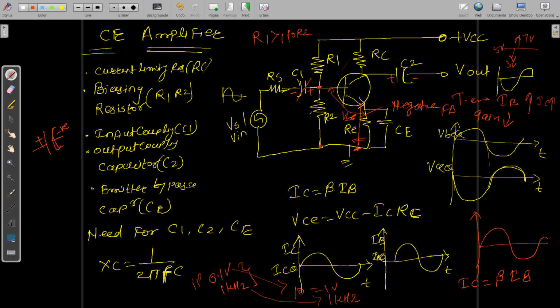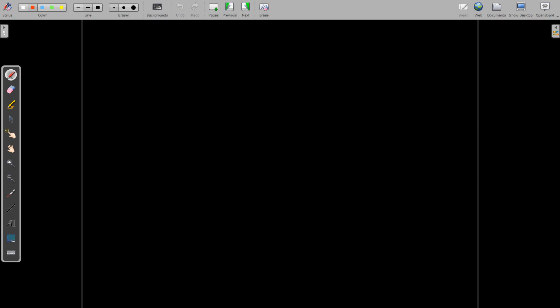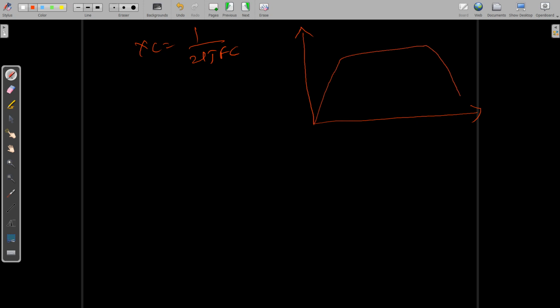Now, apart from the capacitor's work of blocking the DC, let us see how it affects my frequency response. We know that the reactance of the capacitor is Xc equals 1 by 2 pi fC. When we did the experiment for the CE amplifier and drew the frequency response, we got this kind of response.